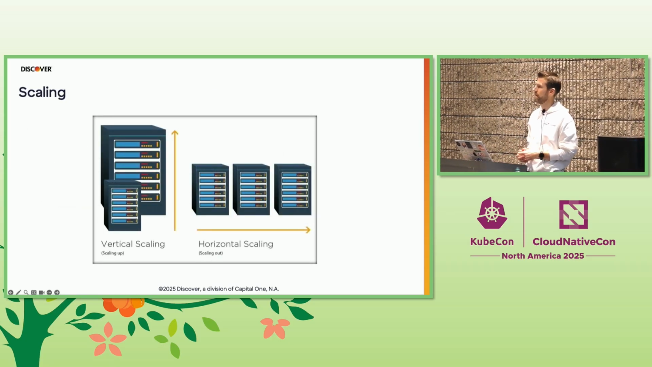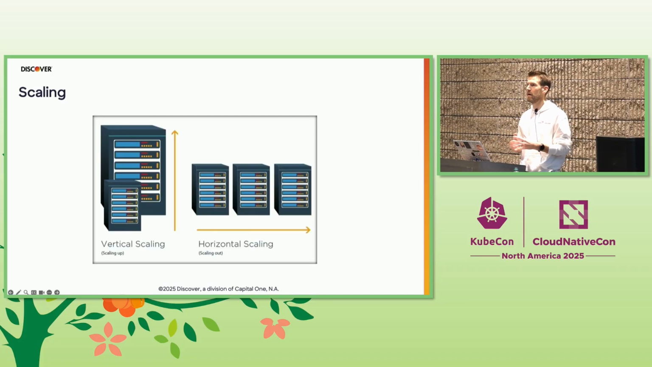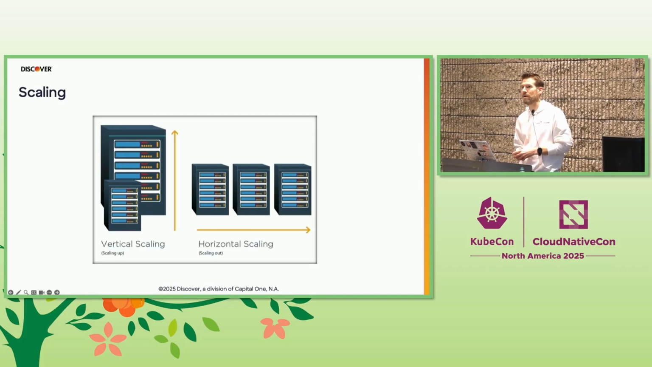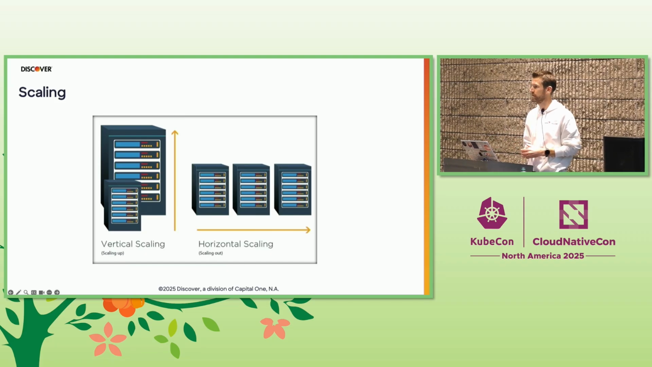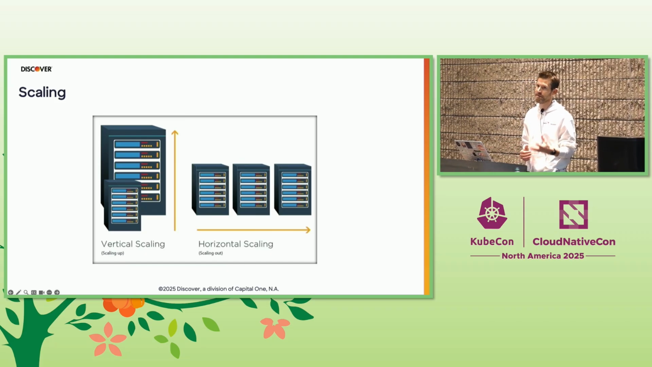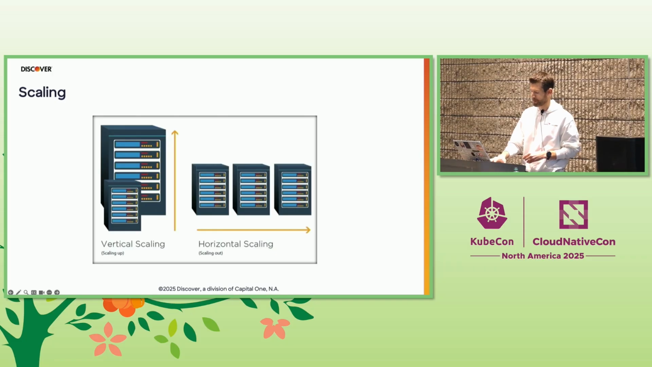Now, when we talk about scaling, there's really two high-level types. You have vertical scaling, in which you add resources like CPU or memory to your existing instances. And there's horizontal scaling, in which you scale out the number of instances of your existing workloads. So the topic we're going to be discussing today is horizontal scaling.